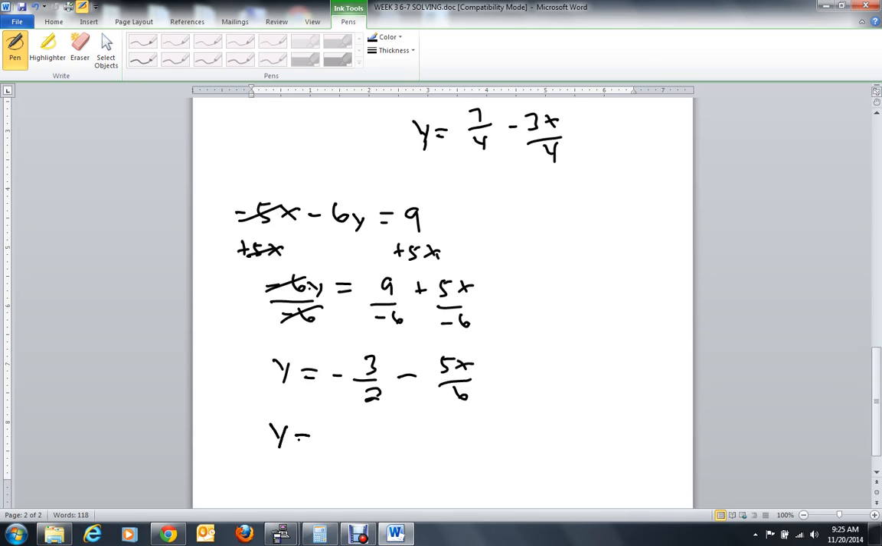Now, if you're someone that wants to be exact, then you really need to rewrite it as negative 5x over 6 minus 3 halves. Or you can write it as y equals negative 5 sixths x minus 3 halves. Either way is perfectly fine. And that's it.